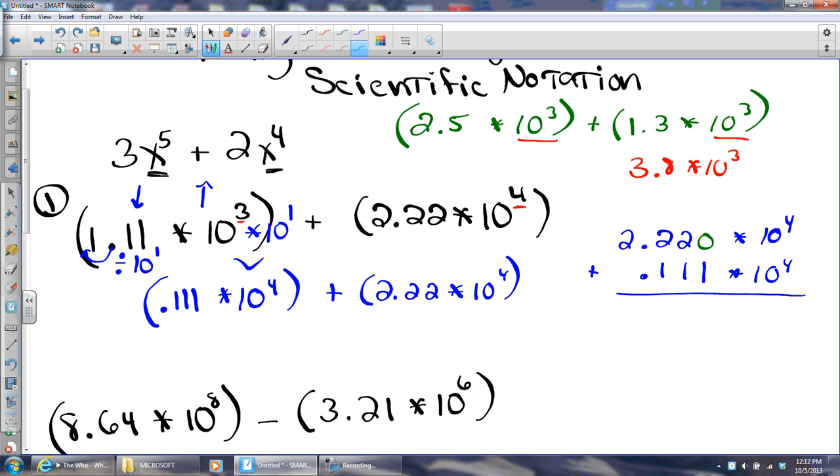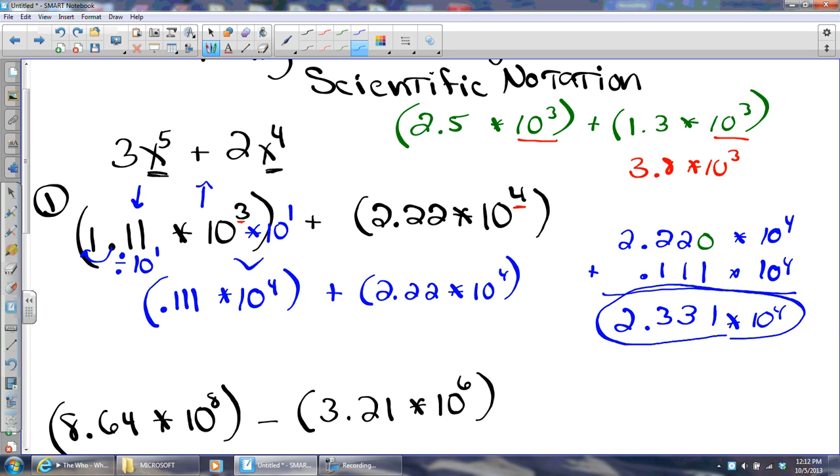So I have this many 10 to the fourth and this many 10 to the fourth. So altogether, how many 10 to the fourth do I have? Well, I've got 1, 3, 3, and 2 times 10 to the fourth. And there is my answer. Pretty simple stuff. You just have to make sure those exponents match.